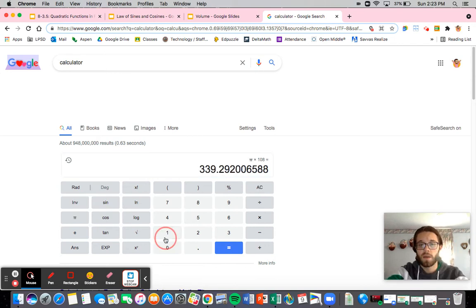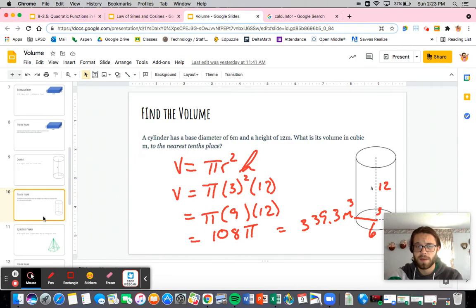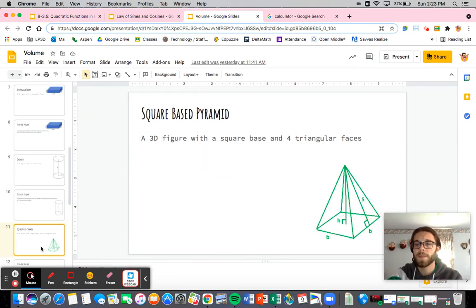But if you did 108 times 3.14, your answer is going to be slightly off, right? This is now 339.1 as opposed to 339.3. I know it doesn't seem like a huge difference, but for an online system, that could make a difference. All right. Moving on, we have a square-based pyramid. So a square-based pyramid is just going to be a pyramid, as you would guess, with a base that is a square. And it'll have the 4 triangular faces.